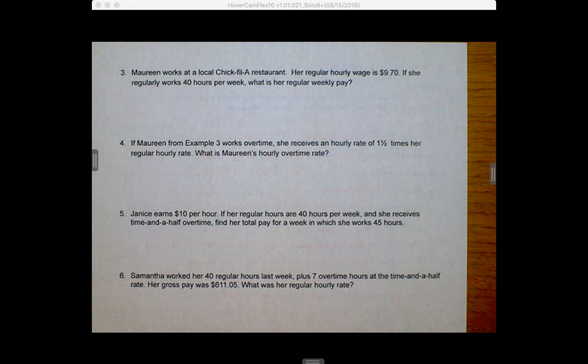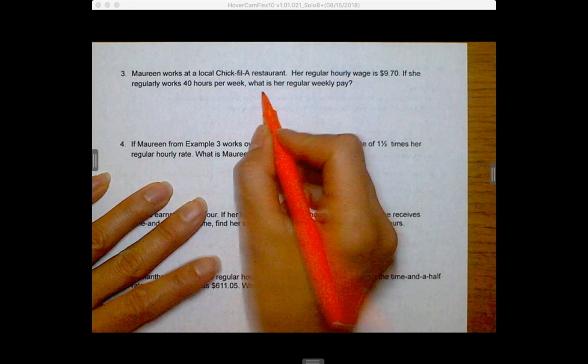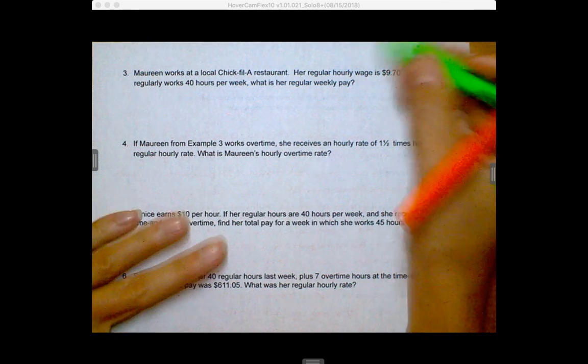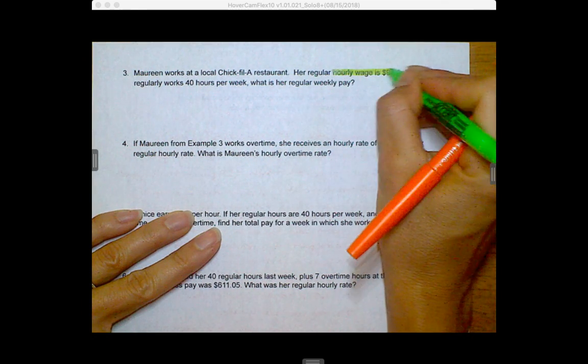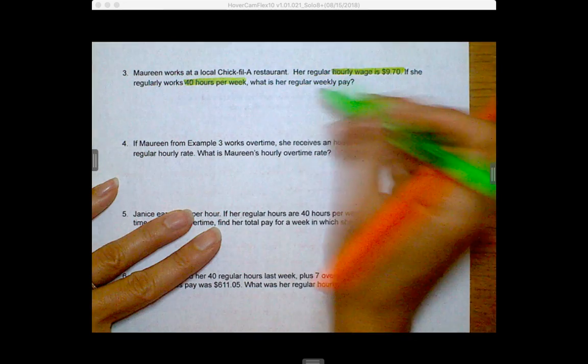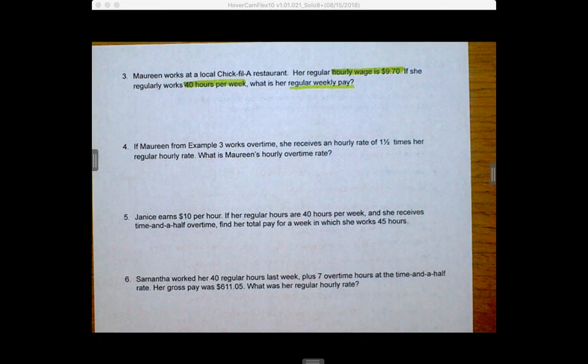Okay, so for problem number 3, it says Maureen works at a local Chick-fil-A restaurant. Her regular hourly wage is $9.70. So apparently she must not live in California. If she works regularly 40 hours per week, what is her regular weekly pay? Okay, so you have her hourly wage right here. She's working 40 hours per week. It wants to know her regular weekly pay. So how much money does she make in a week?